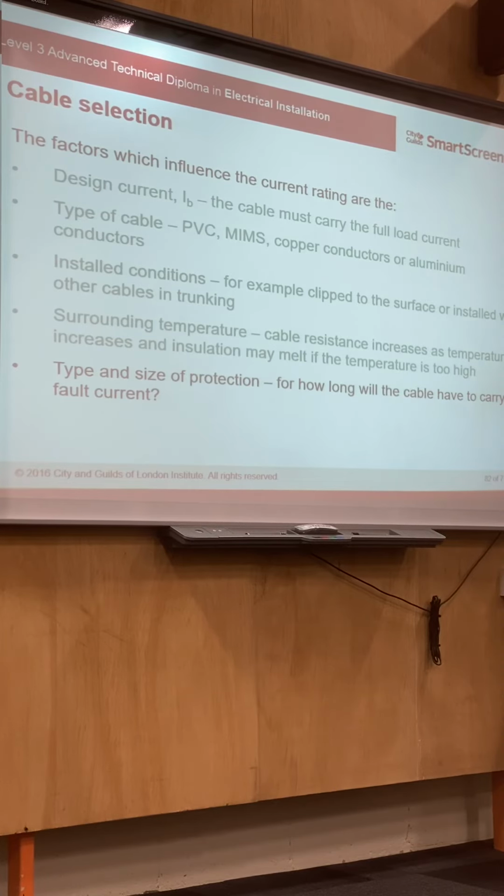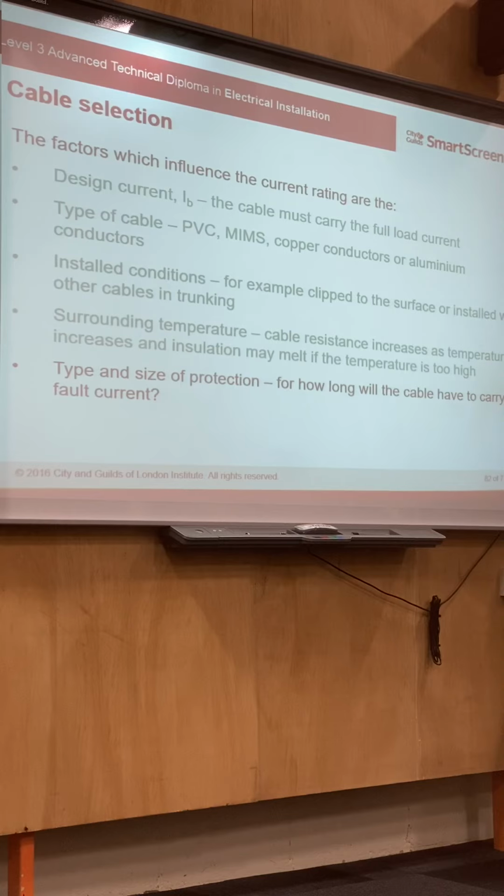The ambient temperature and the ambient ground temperature are the two common temperatures that we use. Then there is the type and size of the protective device, and how long the cable has to carry the fault current for. So there is a correction factor purely for the protective devices.